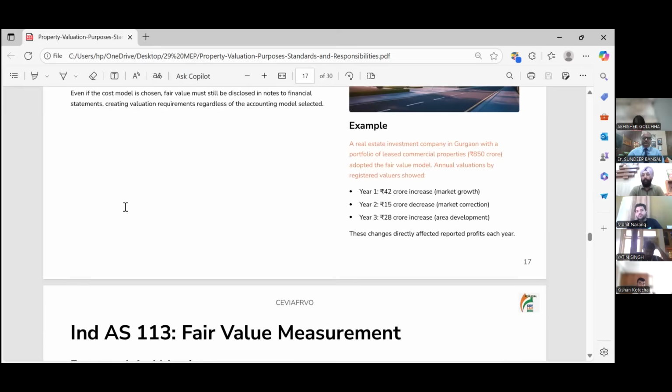For example, a real estate investment company in Gurgaon with a portfolio of leased commercial properties worth 850 crores adopted the fair value model. Annual valuation by the registered valuer showed year 1, 42 crore increase, market growth; year 2, 15 crore decrease, market correction; and year 3, 28 crore increase, area development. So these changes directly affected the reported profit each year. So these are the things which you must be conversant with.